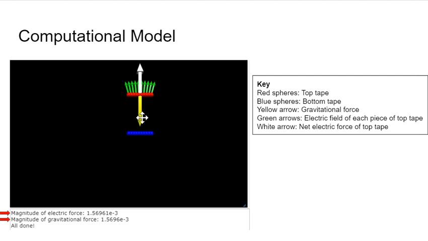And here's my computational model, and it's important to note that the magnitude of the electric force is equal to the magnitude of the gravitational force. And the red spheres represent the top tape, and the blue spheres represent the bottom tape.